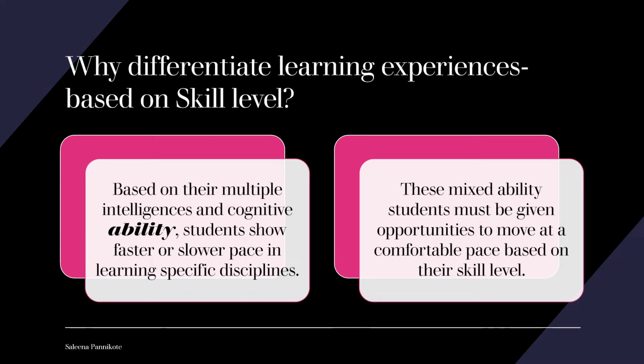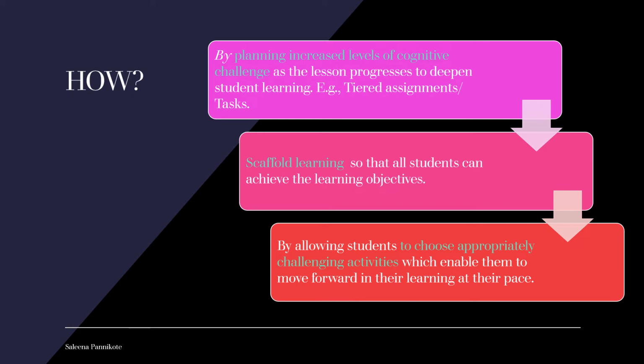One effective method is to differentiate learning experiences based on the skill level of the students. This is to ensure that students can move at a slower or faster pace based on their cognitive ability and their skill level. This can be achieved effectively by planning increased levels of cognitive challenge as the lesson progresses through tiered assignments or tasks, or through scaffolding, where students are supported through various strategies to achieve their learning targets.